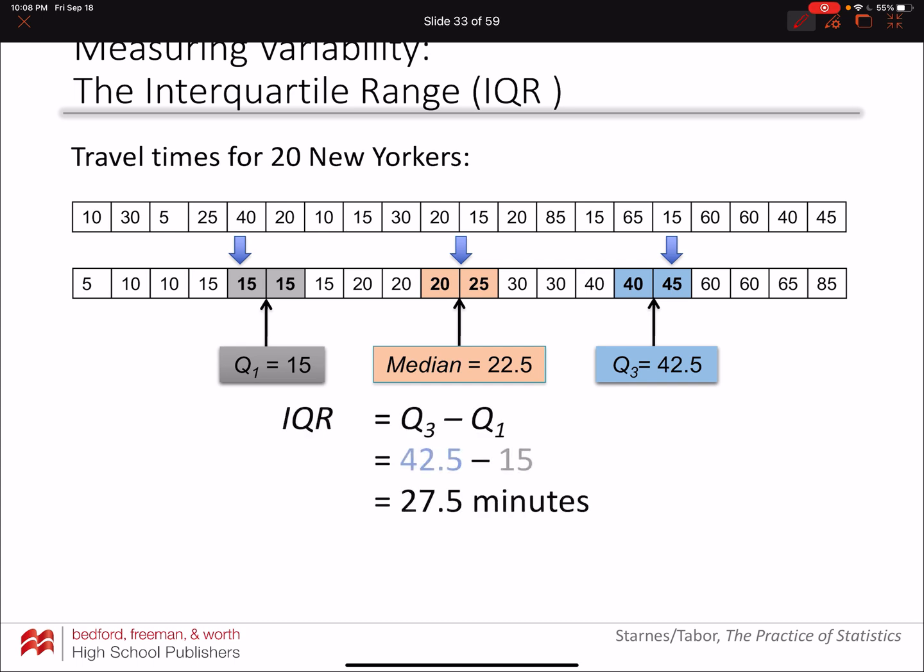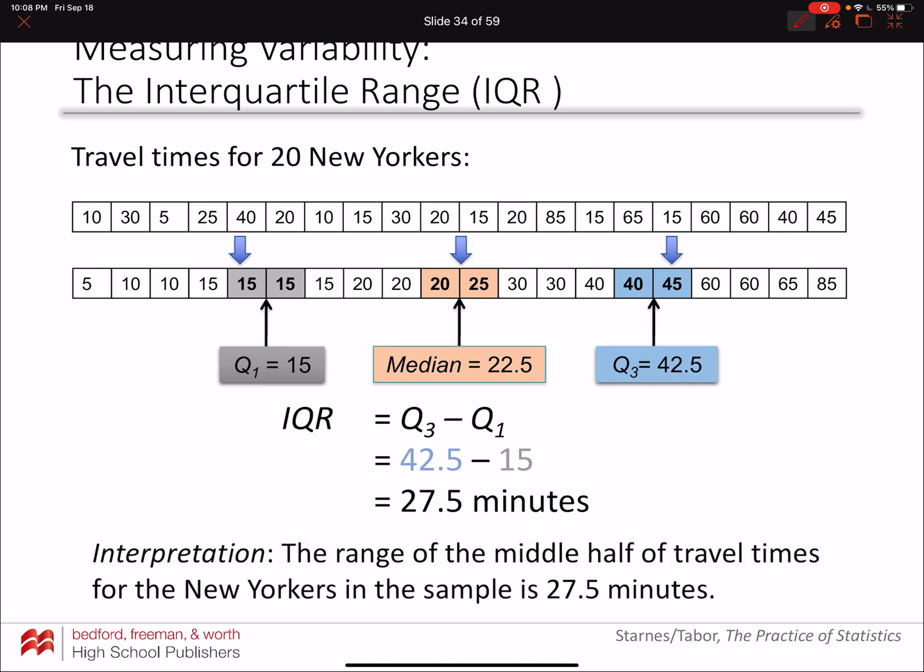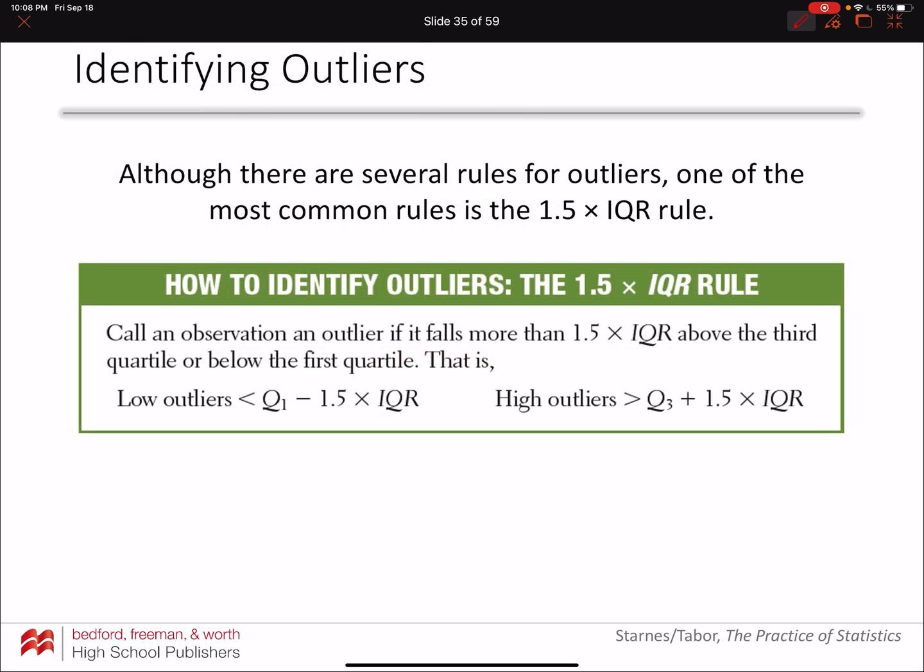It's quite easy. You just subtract Q3 minus Q1, and you find the interquartile range is 27.5 minutes. It has the same units as the original data, of course. And that's the IQR. It describes how wide that middle half of the data is. That's the interpretation. But there is another use for it.